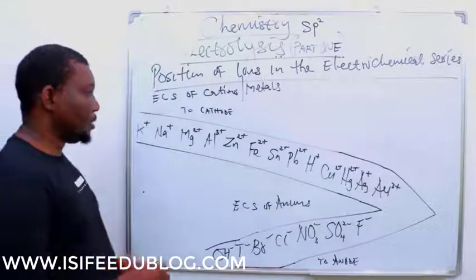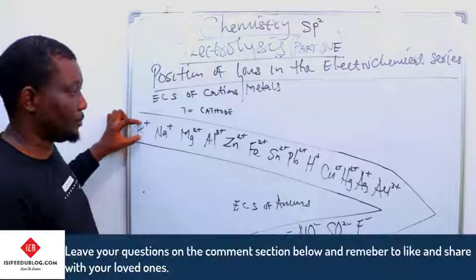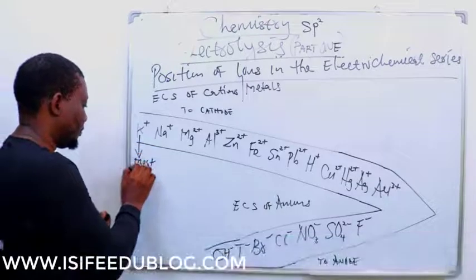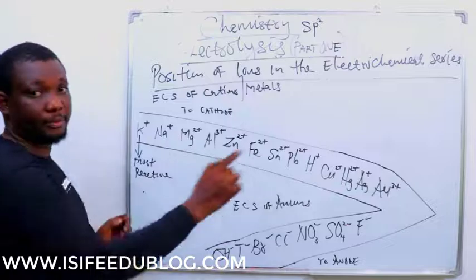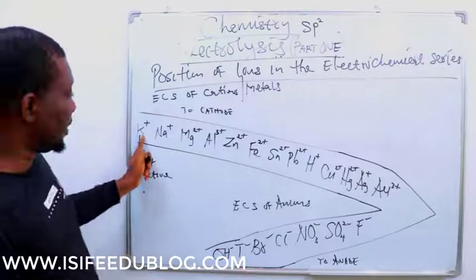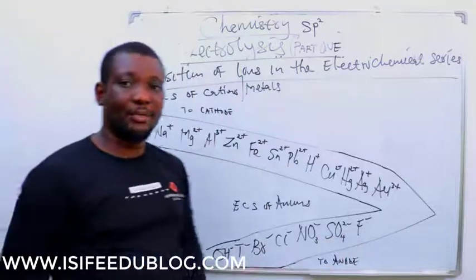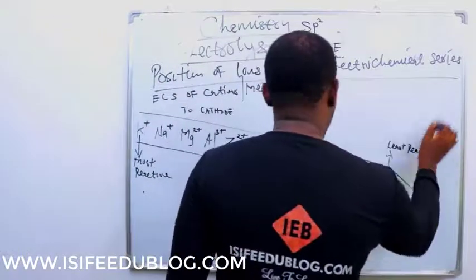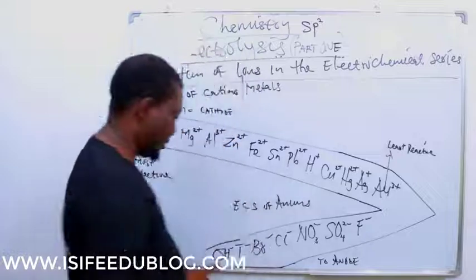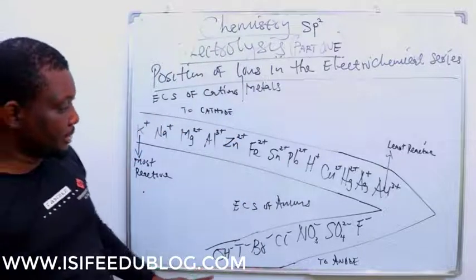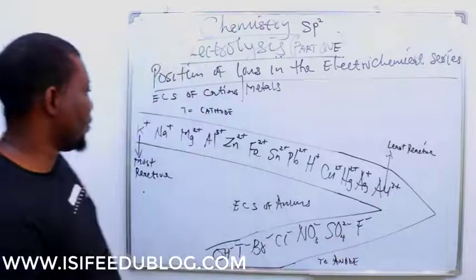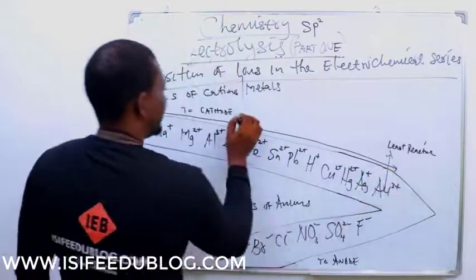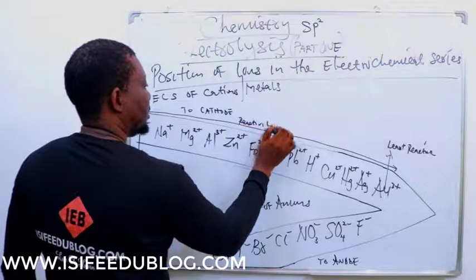The most reactive cation here is potassium, an element in group one. Going down this series, reactivity decreases, so the least reactive metal here is gold. For the anions, the least reactive here is hydroxyl, and the most reactive here is fluorine. Going from fluorine down, reactivity decreases.